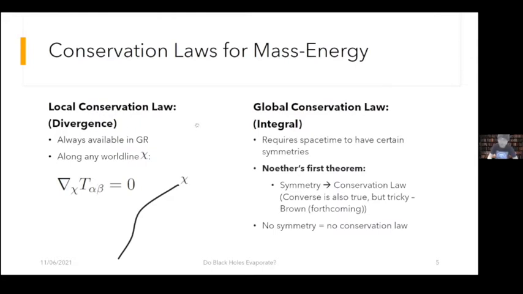So that's fine, right? But the problem is that it doesn't translate well to the global context. The global conservation law, or what sometimes is called the integral conservation law, I think Lam calls it that, requires space-time to have certain symmetries. It's not always guaranteed, right? Using those symmetries, we can derive a conservation law for a space-time if it has them. But if there are no symmetries, generally we'll say there's no meaningful conservation law that we can talk about in the global context. So the converse of Noether's first theorem is a bit tricky. I'm not going to get into that here, but I think Brown has a really good paper that's forthcoming. I think it's on arXiv. It talks a bit about the history of the converse Noether's theorem. So that's something you can look at if you're interested.